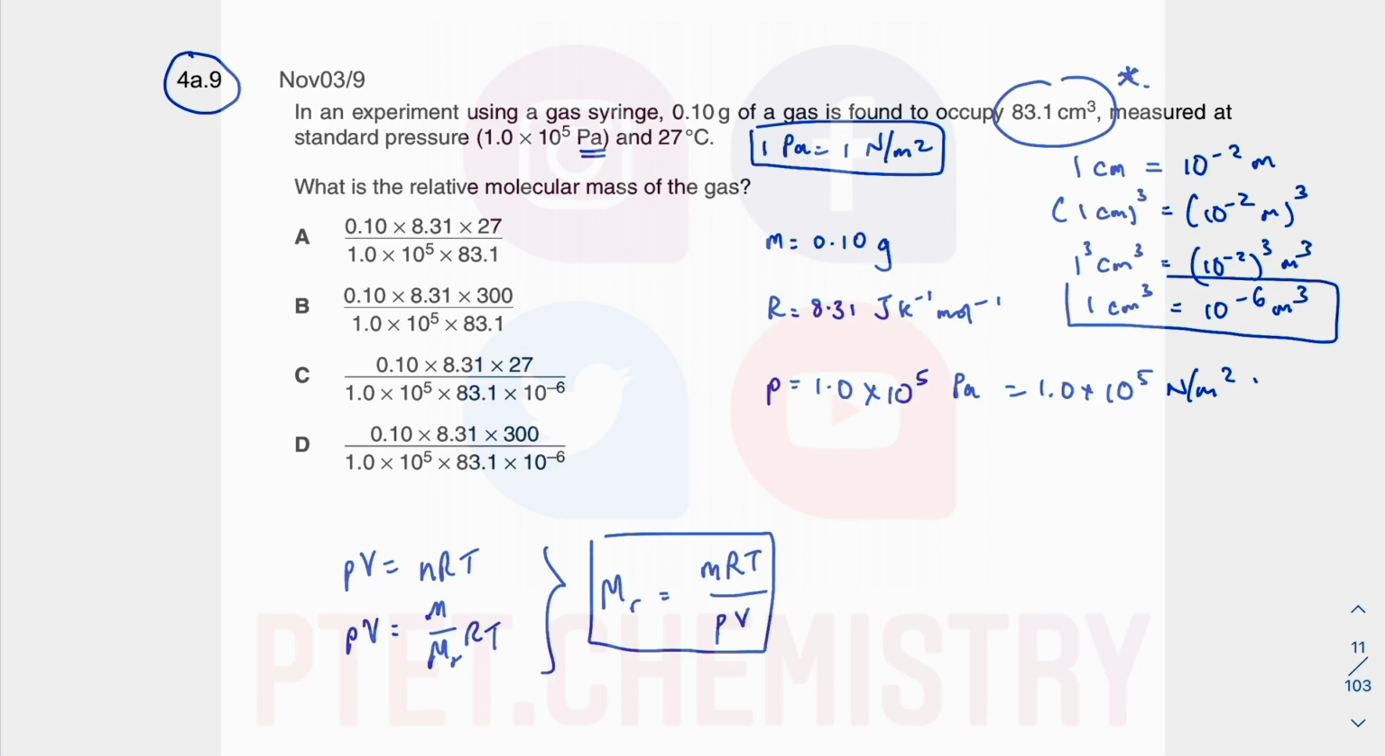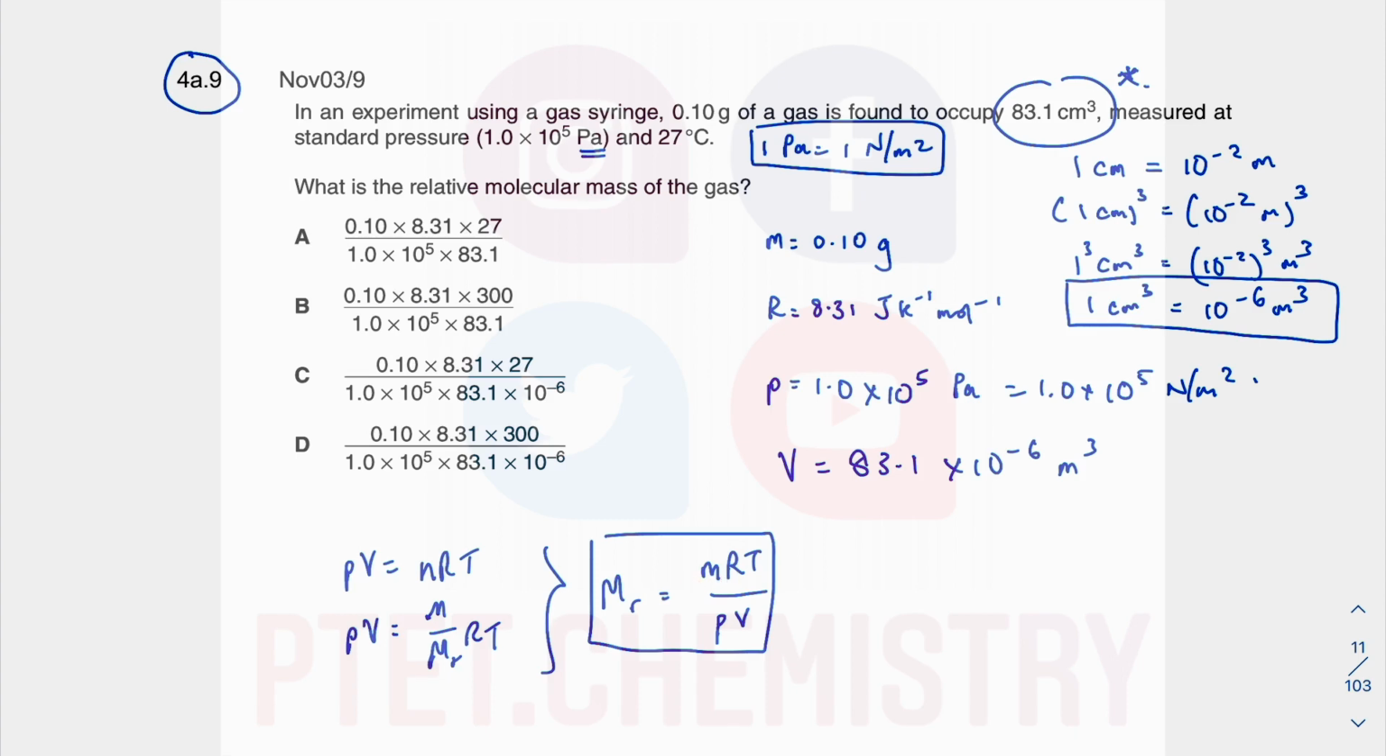I can get my relationship without even remembering anything, starting from basics and doing simple maths. I never try to memorize this because I can always get it from scratch easily. It's 10 to the minus 6 because we're going from a smaller unit to a bigger unit. If we do this correctly from the very first step, we can get the correct final answer. So what we're doing here is 0.10 times 8.31.